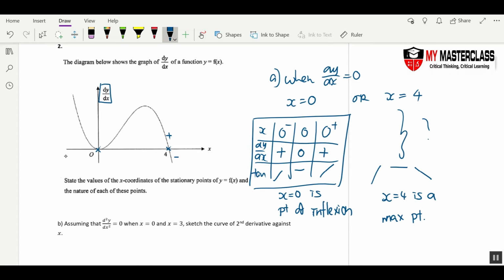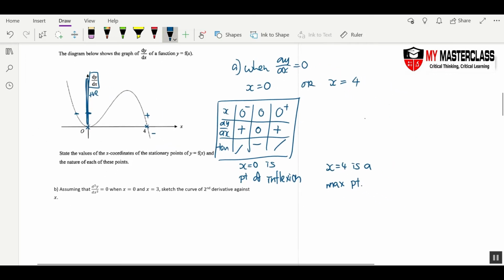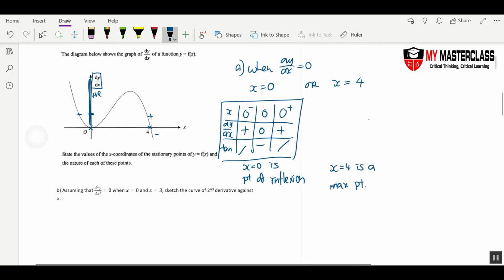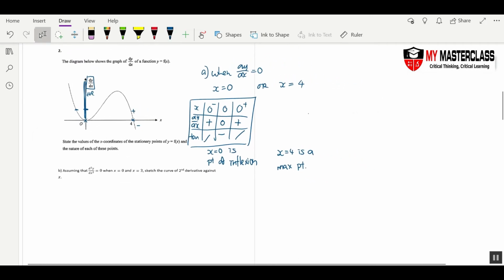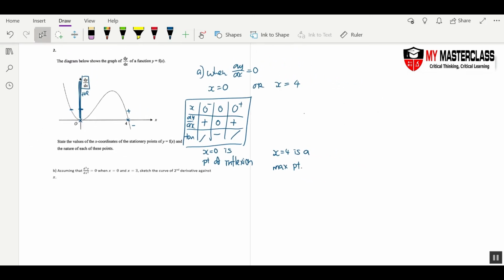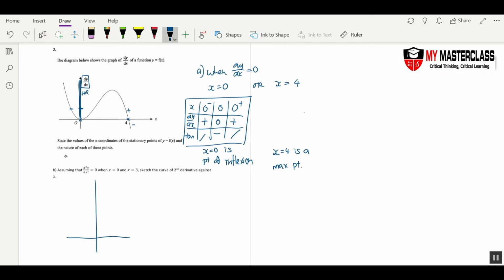So now you all know how to find the nature. This one I will extend it a little bit more. So let's do the d2y dx squared graph first. That means assume that d2y dx squared is equal to 0 when x is 0 and 3. So why do you think they tell you this? d2y dx squared equals 0 means the turning point of your dy dx.